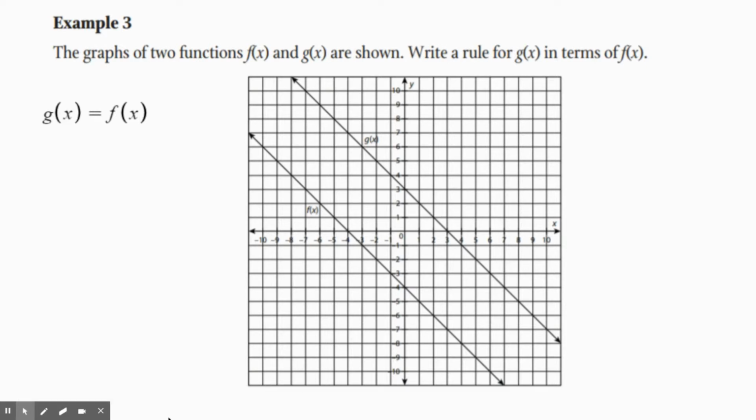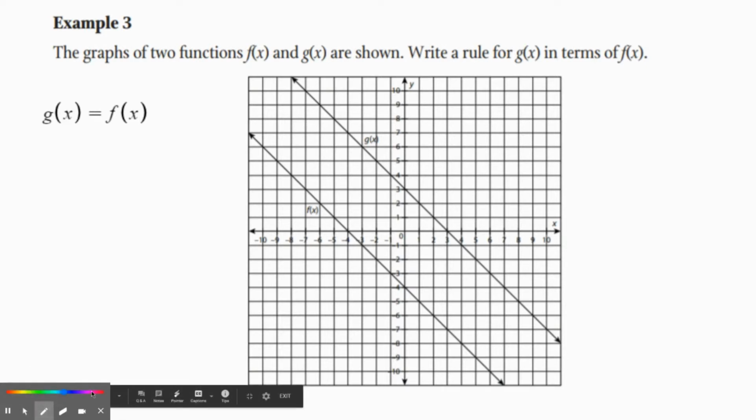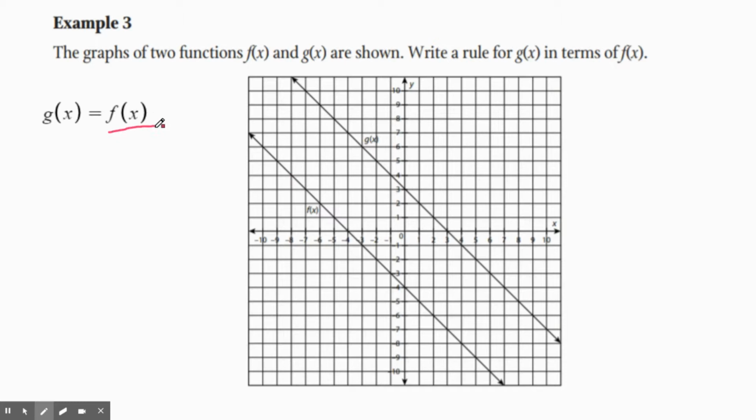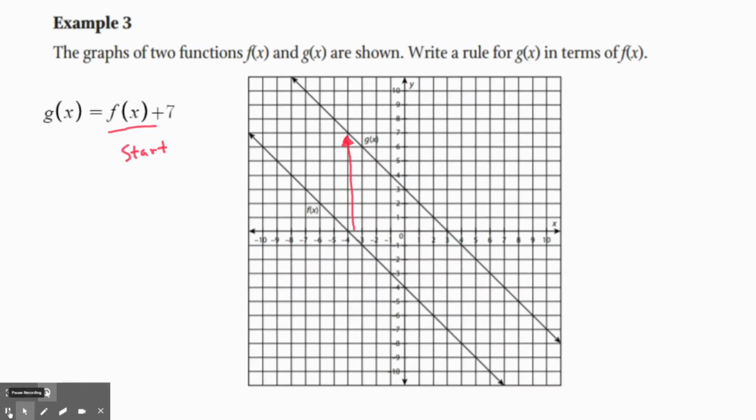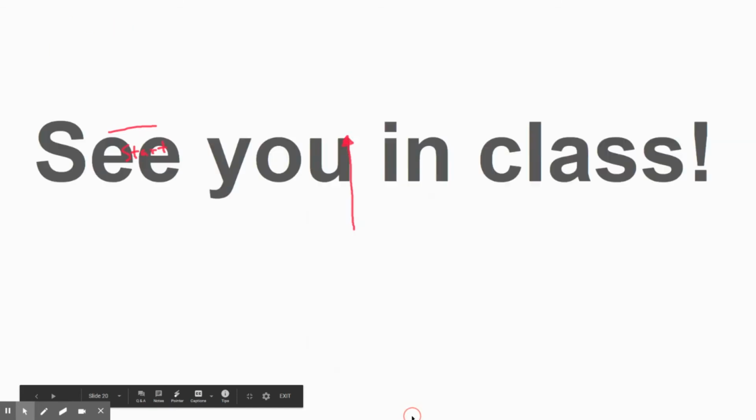So g of x is equal to f of x, but now we have to start seeing, like in this graph, if this is g of x and this is f of x, we're starting at f of x. What's happening here? How are we getting to g of x? What kind of shift is being made to get to g of x? Just by counting the number of units, you can see that it's 7 units. G of x is 7 units above f of x. So in other words, if I want to write a rule for g of x, I'm going to say that g of x is equal to my starting point of f of x plus 7 for our value of k.